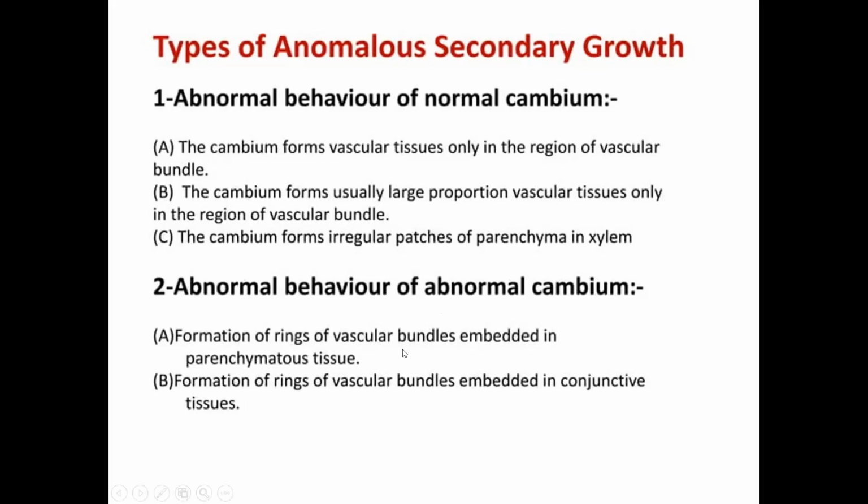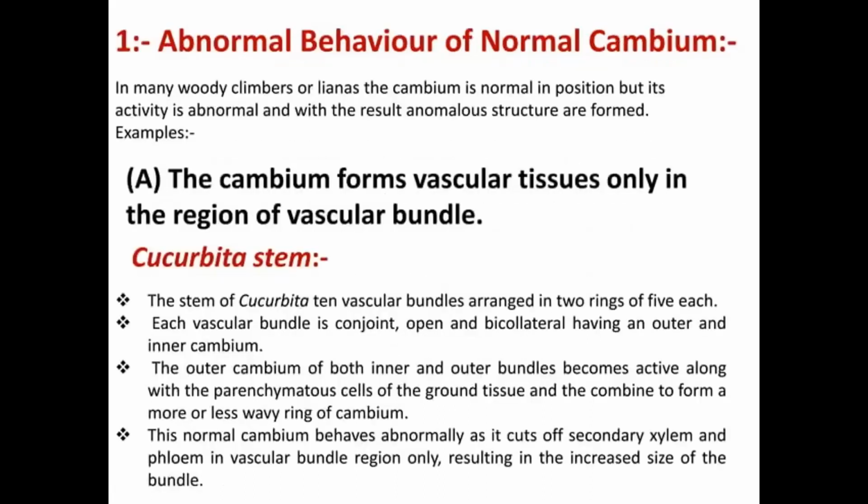So formation of rings of vascular bundles which are embedded in the parenchymatous tissue, or in the conjunctive tissue. So the first reason is the abnormal behavior of normal cambium, and the second one is abnormal behavior of abnormal cambium. So first, abnormal behavior of normal cambium.